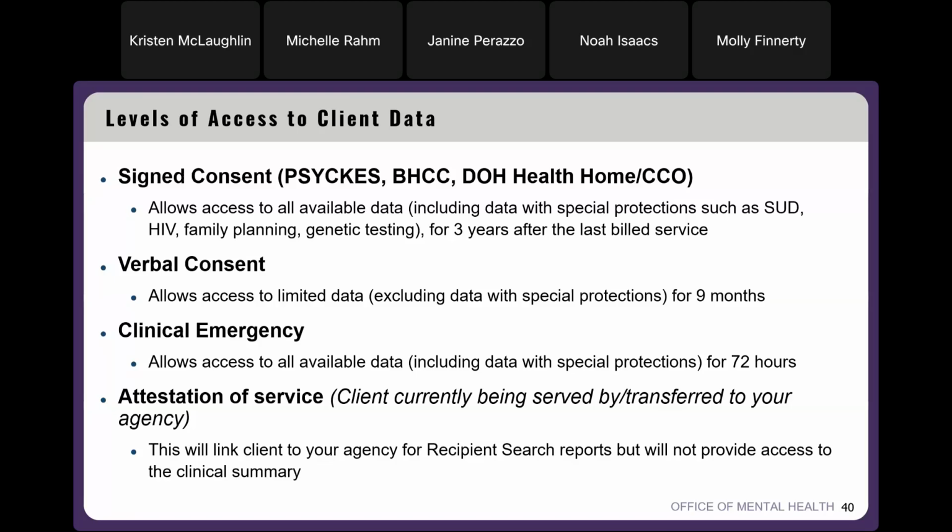Lastly, there's the attestation of service, apologies, and that is just basically the client didn't sign a consent form, it's not an emergency, and they didn't verbally consent. You can link them to your organization, but again, by linking the client to your agency, it's not going to provide you any clinical summary information. It's just going to be like, I know this person's part of my organization, but it's not going to be able to provide you the level of access that you would need to get to the clinical summary.